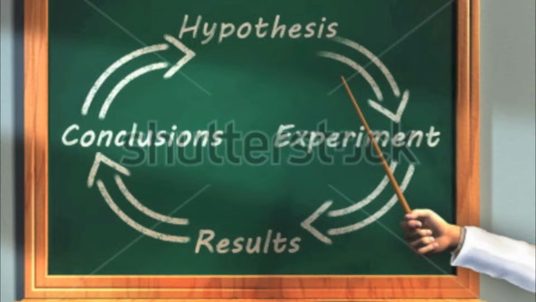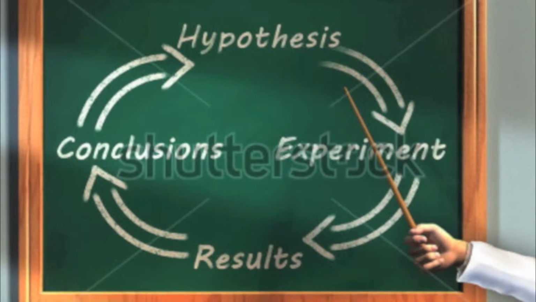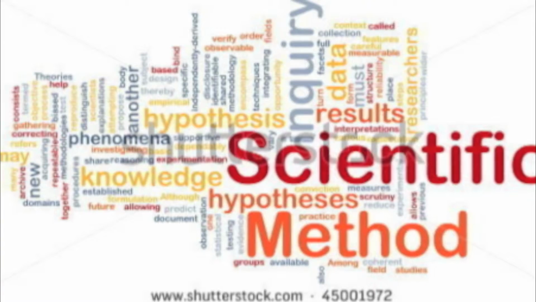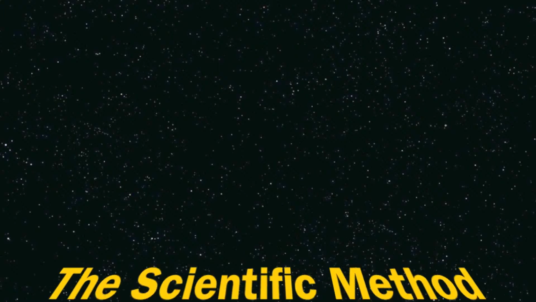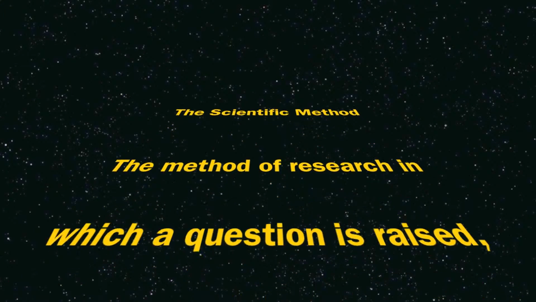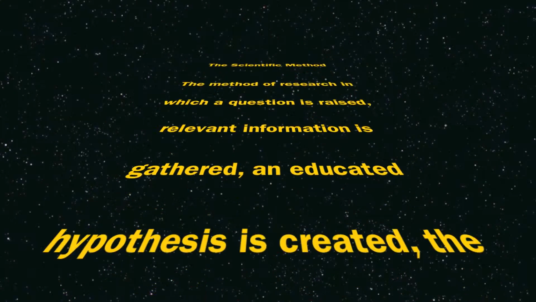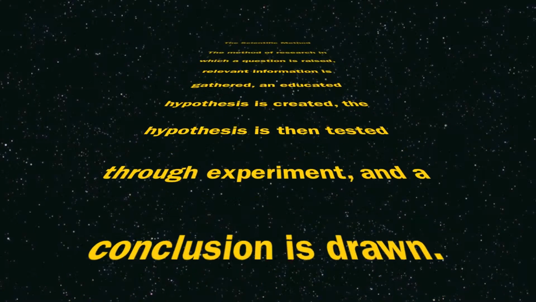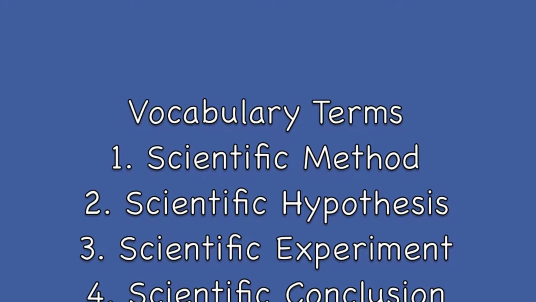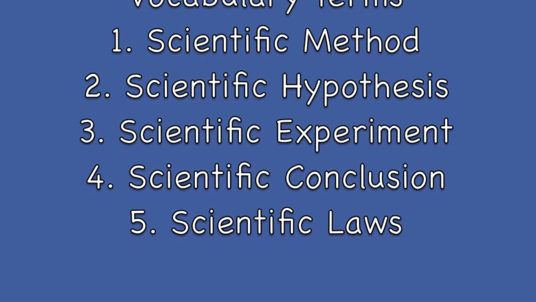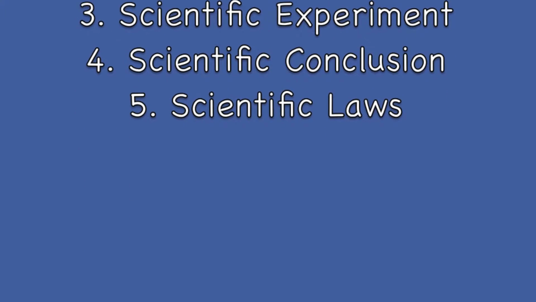I decided to use a process that is used by all scientists who conduct experiments to produce results. It's called the scientific method. The scientific method is a method of research in which a question is raised, relevant information is gathered, an educated hypothesis is created, the hypothesis is tested through experiment, and a conclusion is drawn. Don't worry, we are going to break this process down so you can see how easy it is to understand and how fun it is to use. We will discuss the scientific method, hypothesis, experiment, scientific conclusions, and scientific law.